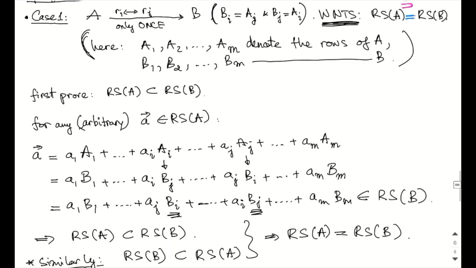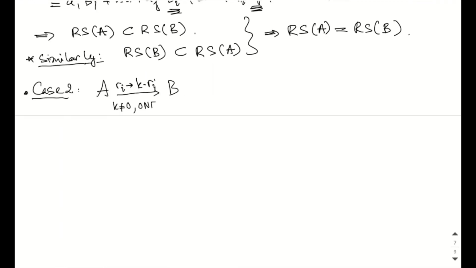All right, let's consider case 2. When you obtain B from A by multiplying a row of A with a non-zero scalar multiple k, and this is applied only once, then row i of B is going to be k times row i of A. We first prove row space of A is inside row space of B.